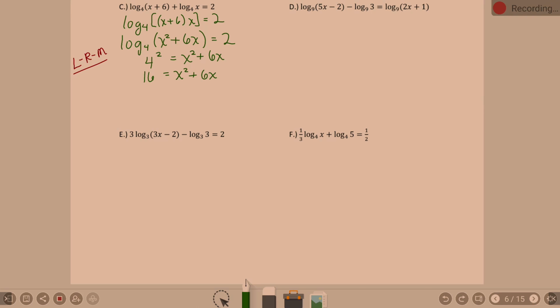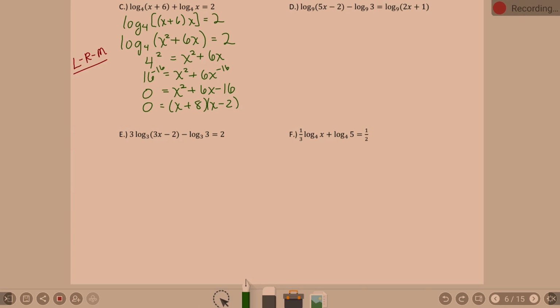And then would you subtract over the 16 and factor? Yep. Because I got rid of the logs, it's just a traditional equation. I am ready to make my equation equal to 0 and see what I can do with it. So 0 equals x squared plus 6x minus 16. That's so much easier. Positive 8 and negative 2. X plus 8, x minus 2.